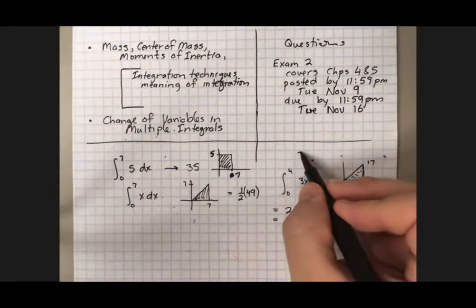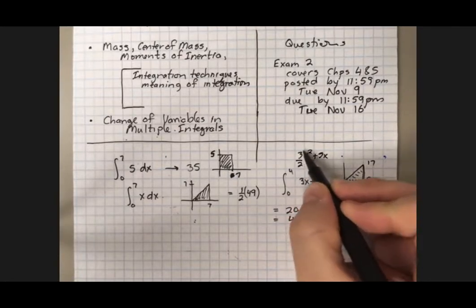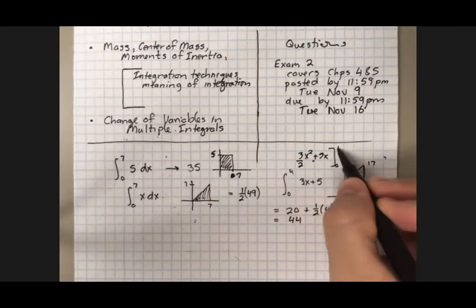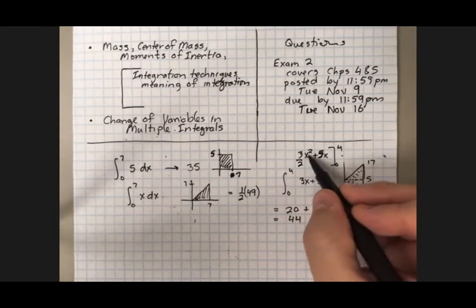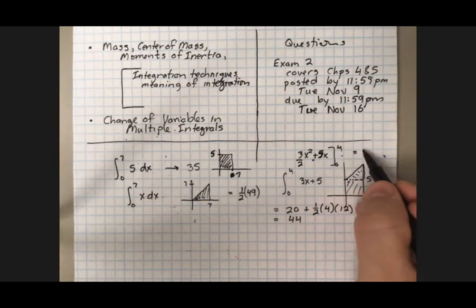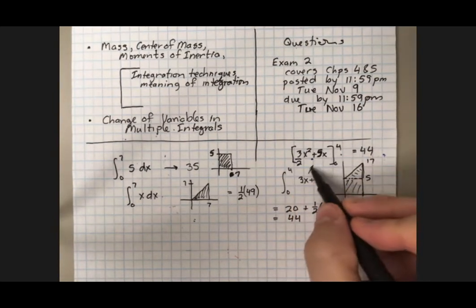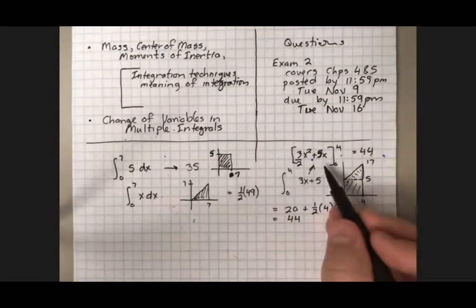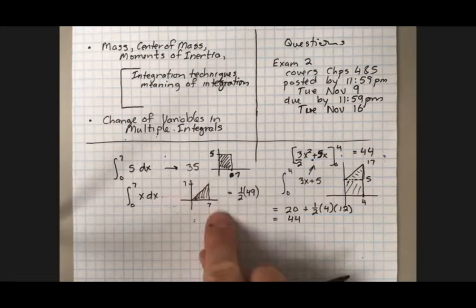And if we evaluate it, 3/2 x squared plus 5x from 0 to 4. And if we plugged in 0, we'd get nothing. And if we plugged in 4, we'd get 16 times 3/2. Okay, that's 24 plus 20, that's 44. So it's good to run the machine. It's good to be able to run the machine, but it's almost better to know what things represent.